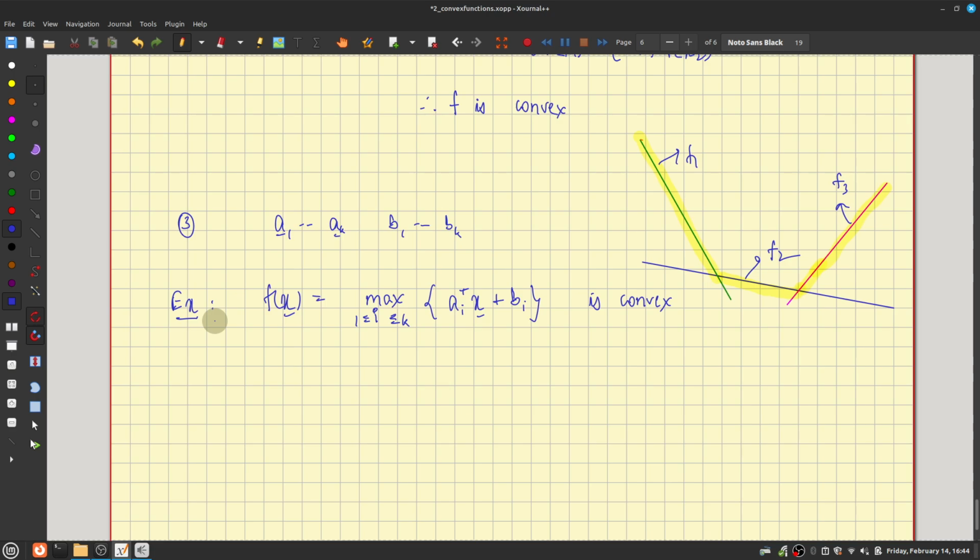In fact, let me give something a little simpler. You can first start by showing that f of x equal to max over i of xi is convex. Basically, this is the function that just picks out the largest component of the vector at any point.